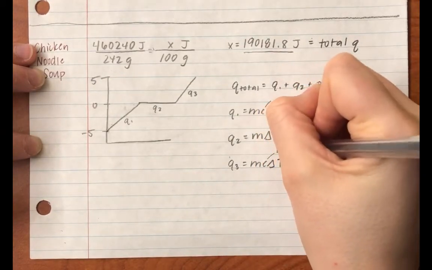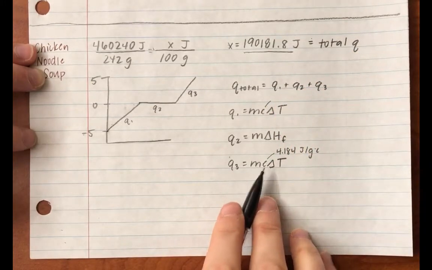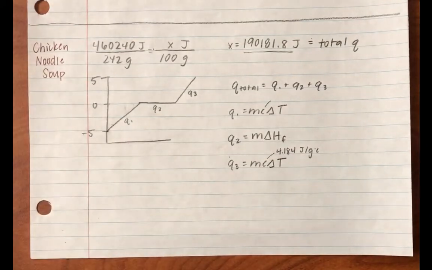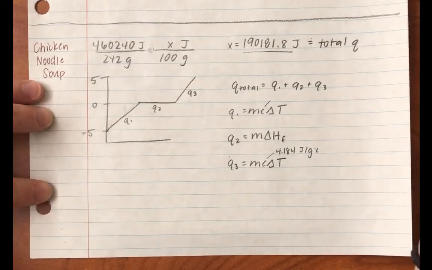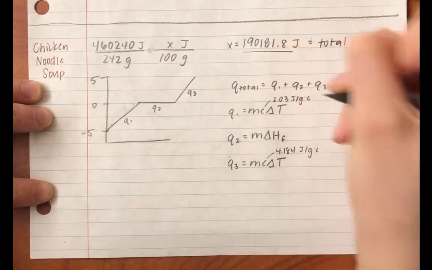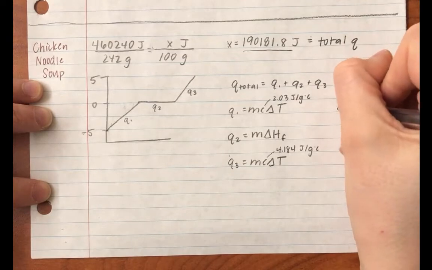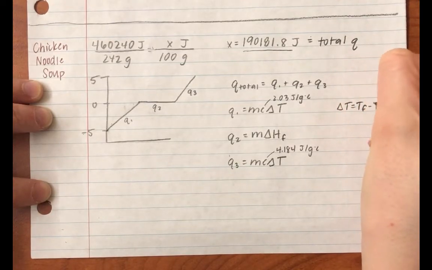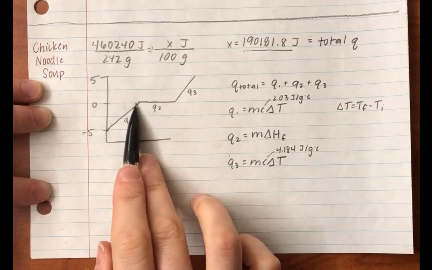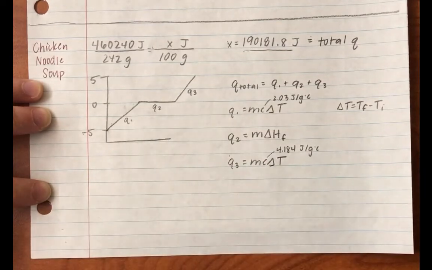For Q3, it's 4.184 joules per gram degree Celsius because this is liquid water. Q1 uses the specific heat for solid water, which is ice. The specific heat for ice is 2.03 joules per gram degree Celsius. Now our delta T, remember, is final minus initial. So you have to be careful with Q1 because it's 0 minus -5. Q3 is 5 minus 0.